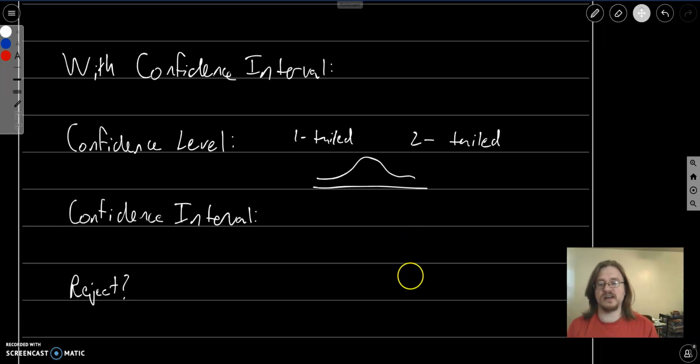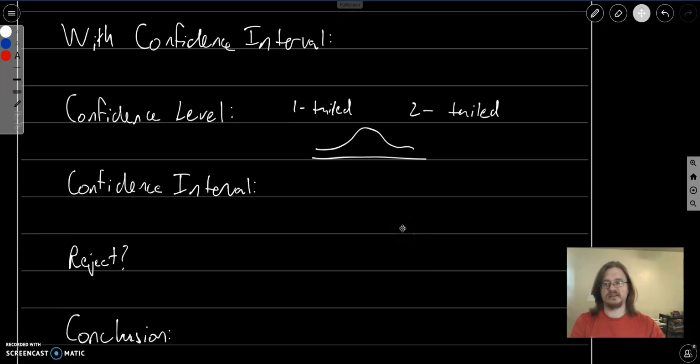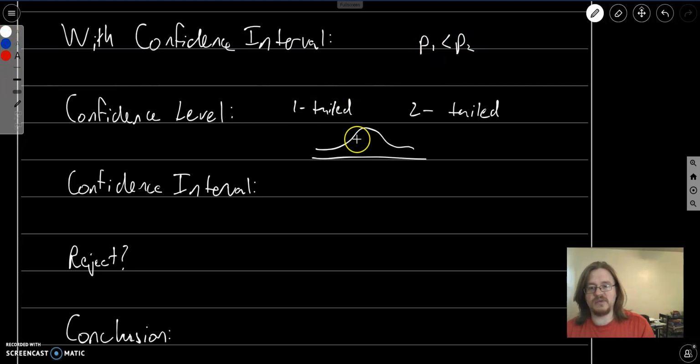But we also saw another way to test the difference in proportions. We can use confidence intervals. So with a confidence interval, we have to have a confidence level, and we have to know whether or not our confidence level is going to be one-tailed or two-tailed. So what we're testing is if P1 is less than P2. And if we're just testing whether or not P1 is less than P2, that is only one tail. So our alpha here just corresponds to this one tail. So our alpha is 0.01.